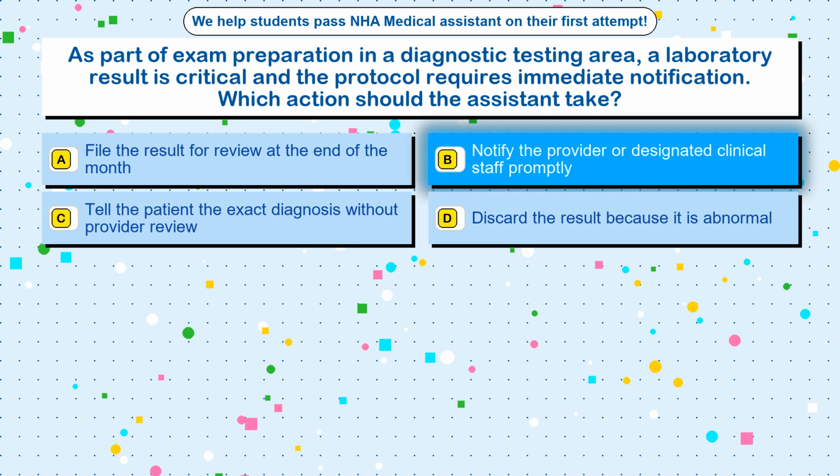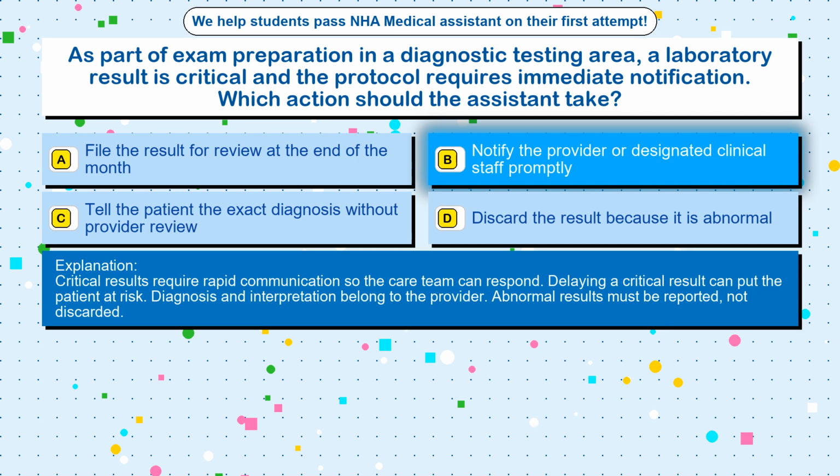Notify the provider or designated clinical staff promptly. Critical results require rapid communication so the care team can respond. Delaying a critical result can put the patient at risk. Diagnosis and interpretation belong to the provider. Abnormal results must be reported, not discarded.